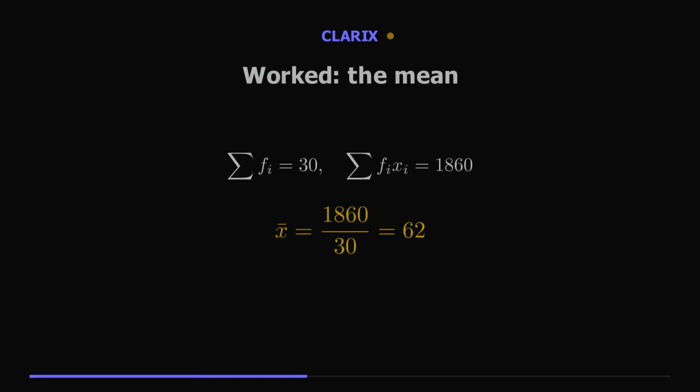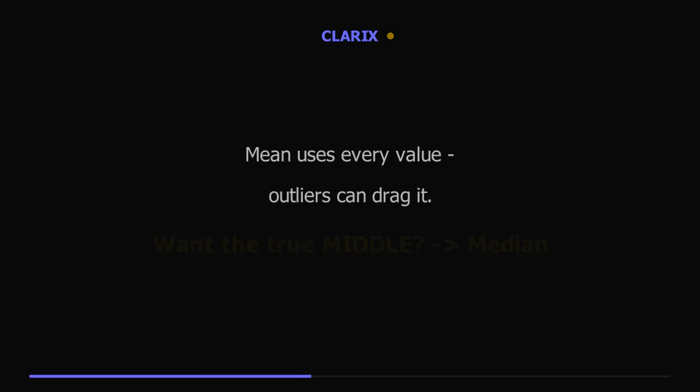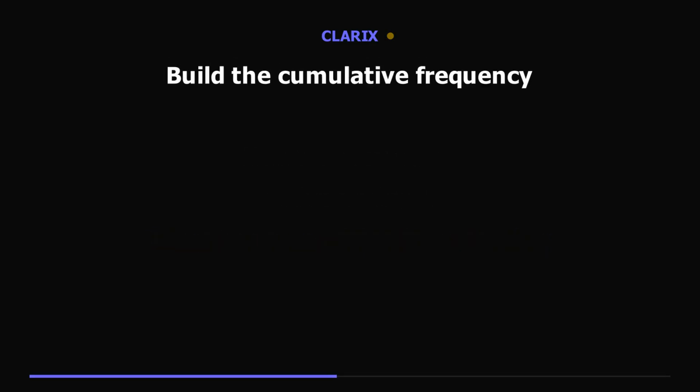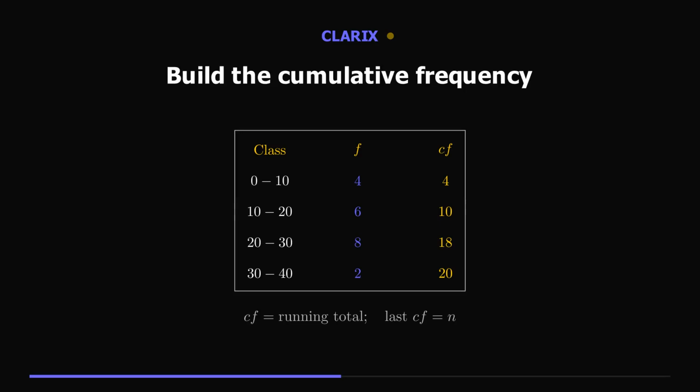One division done. The mean uses every value, so a few extreme outliers can drag it around. When you want the true middle of the data instead, you want the median. For grouped data, there's a tidy formula, but first you need one new column. That column is the cumulative frequency, a running total. For each class, add its frequency to all the frequencies before it. The last cumulative total equals N, the grand total of all frequencies. This running total is what lets us hunt down the middle observation.